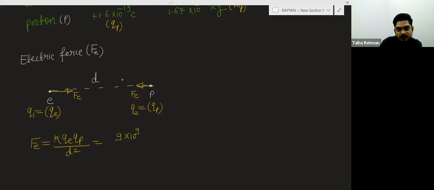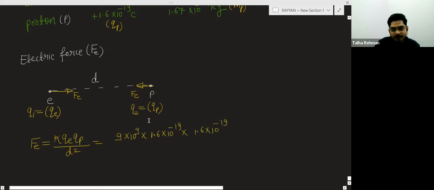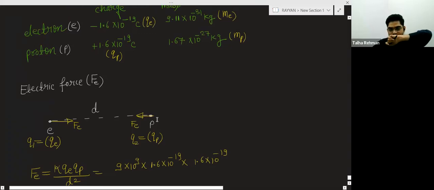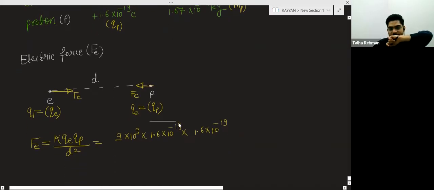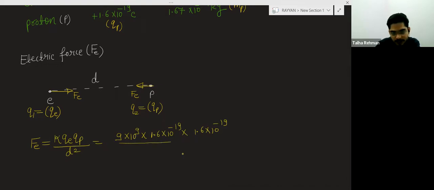Charge on electron is 1.6 into 10 to the power minus 19. Charge on proton is 1.6 into 10 to the power minus 19. You will ask why I have not taken the negative charge here. Because the direction we have already decided: the force will be attractive. So that is why I have not taken the negative sign. I told you earlier when we were discussing your assignment. In the denominator we have d square.